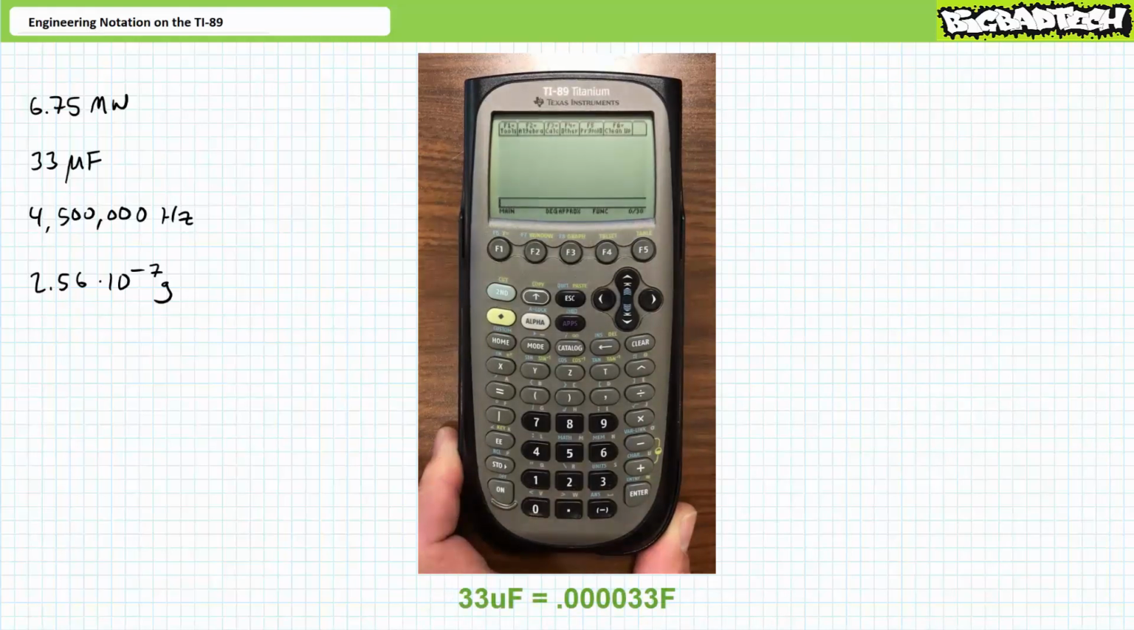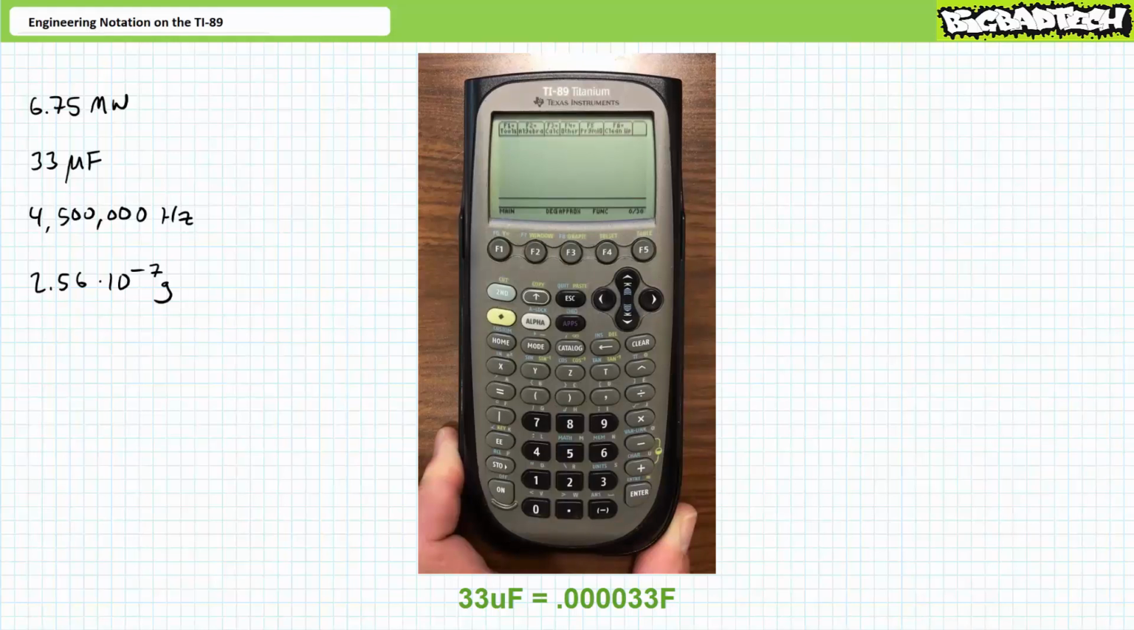33 microfarads could be represented as 33 times 10 to the negative 6, where 10 to the negative 6 is 0.000001. If you wanted to, you could enter decimal point, 4 zeros, 33, and press enter, and the calculator would return 33 E negative 6. Again, this seems super inefficient. Enter it in engineering format.